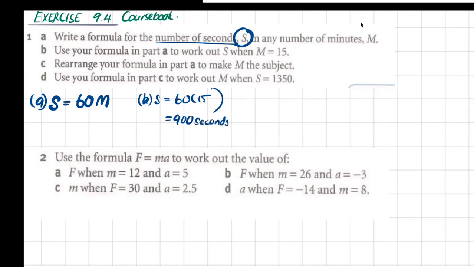So rearrange the formula in part A to make m the subject. So let's try to do S is equal to 60 m, and n divided by 60. And then let's look at part E. Use your formula in part E to work out n when s is 1,350. m is equal to 1,350 divided by 60.